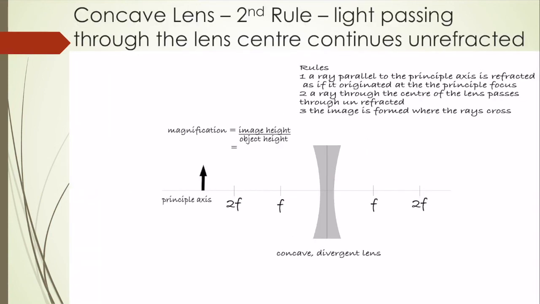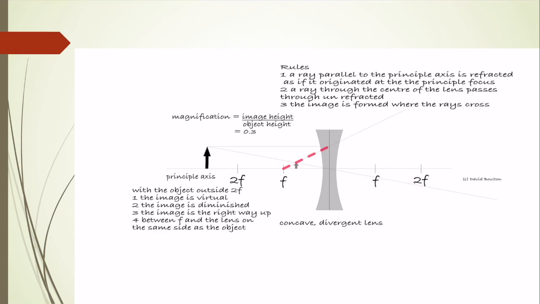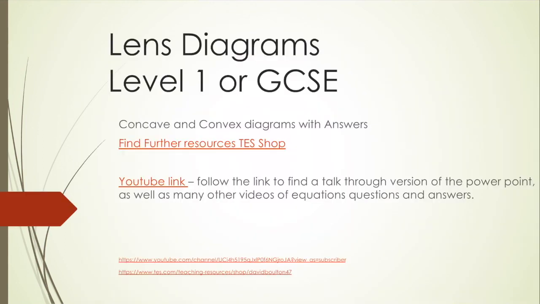We're going to carry on here. We're going to just draw them quickly. Parallel to the principal axis will appear to have come from the focal point. So I'm just going to dash that one in quickly. And then the one through the centre of the lens will just go straight on. And I think you're getting the picture that again we're going to be able to draw the image in. It's diminished, it's on the same side of the lens, and the magnification is going to be less than 1. Okay, so those are the ray diagrams for concave and convex lenses.